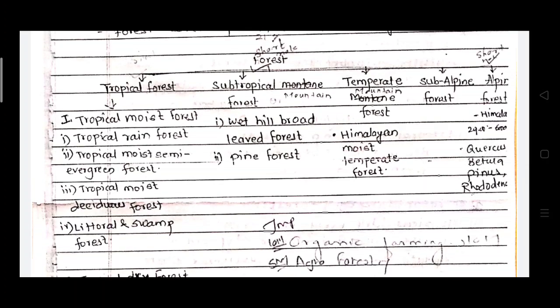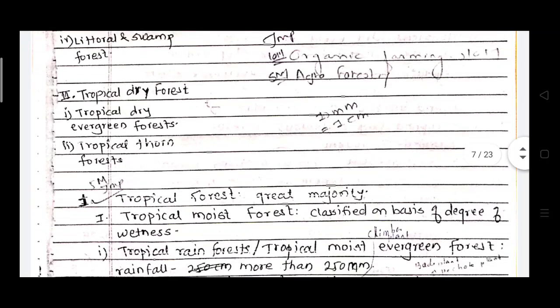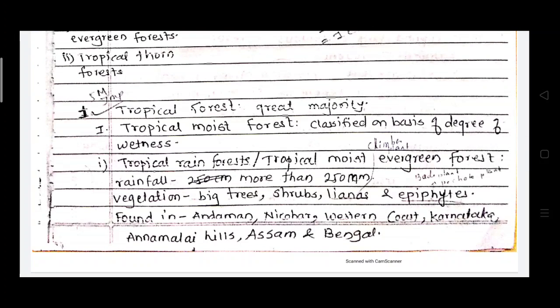Second type is the subtropical mountain forest. These are subdivided into two types, that is wet hill broad-leaved forest and pine forest. Then the third type of forest is the temperate mountain forest. In that, the Himalayan moist temperate forest is included. Then the fourth one is the sub-alpine forest, and the last one is the alpine forest, which is in the Himalayan regions. So let's discuss the types of forest one by one. In tropical forest, a great majority of the area of India is covered.